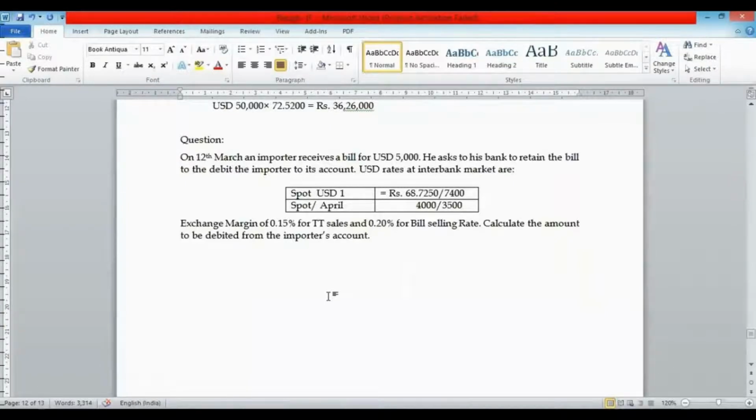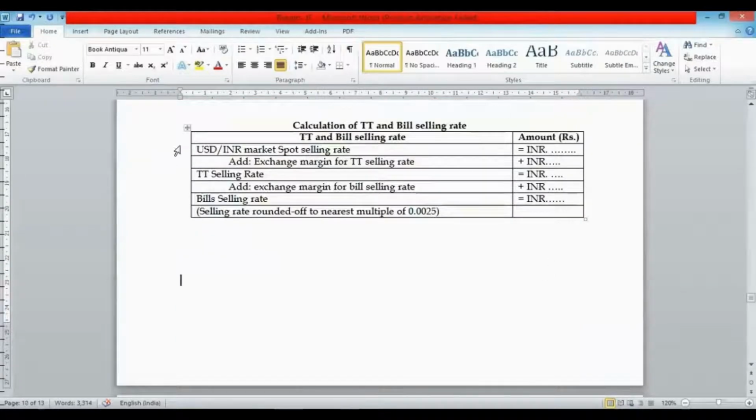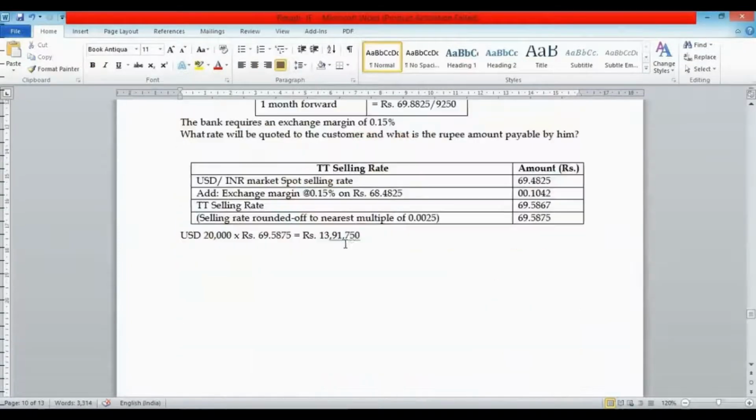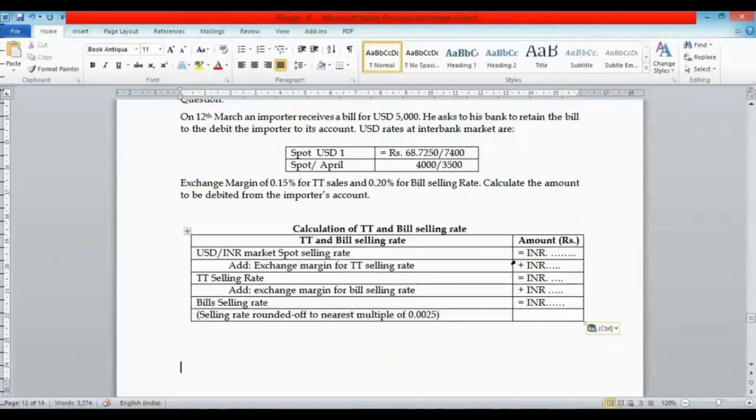The TT exchange margin of 0.15% on the spot rate. Then whatever TT selling rate is received, on that again the bill exchange margin of 0.20% will be loaded, and then the rounding off will be done and the calculation will be there. Now, how can we proceed with this? Just let us take the format as I have given. This format we considered yesterday. I will take up this format only; it will be easy, just to save my time, nothing else. This is the format. This we can remove.